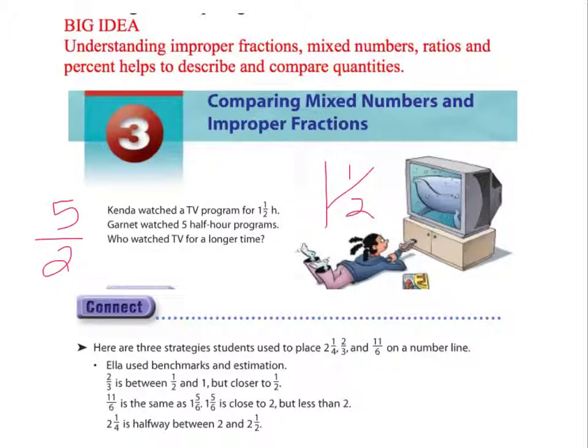In order to compare, your best option is always to make them as similar as possible. So make them both into either improper fractions or both into mixed fractions. Doesn't matter really which one you choose. I'm going to make them both into improper fractions. So I know one group of 2 is 2 plus one more is 3. So that's the same as 3 half hours compared to 5 half hours, which means then Garnet watched more.